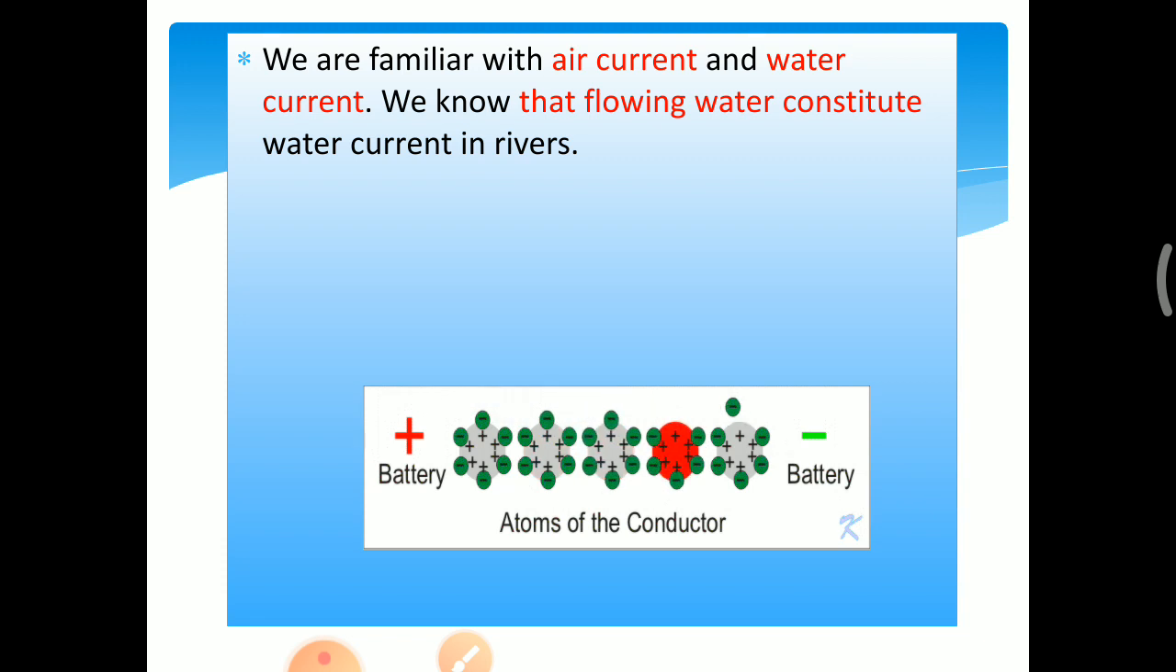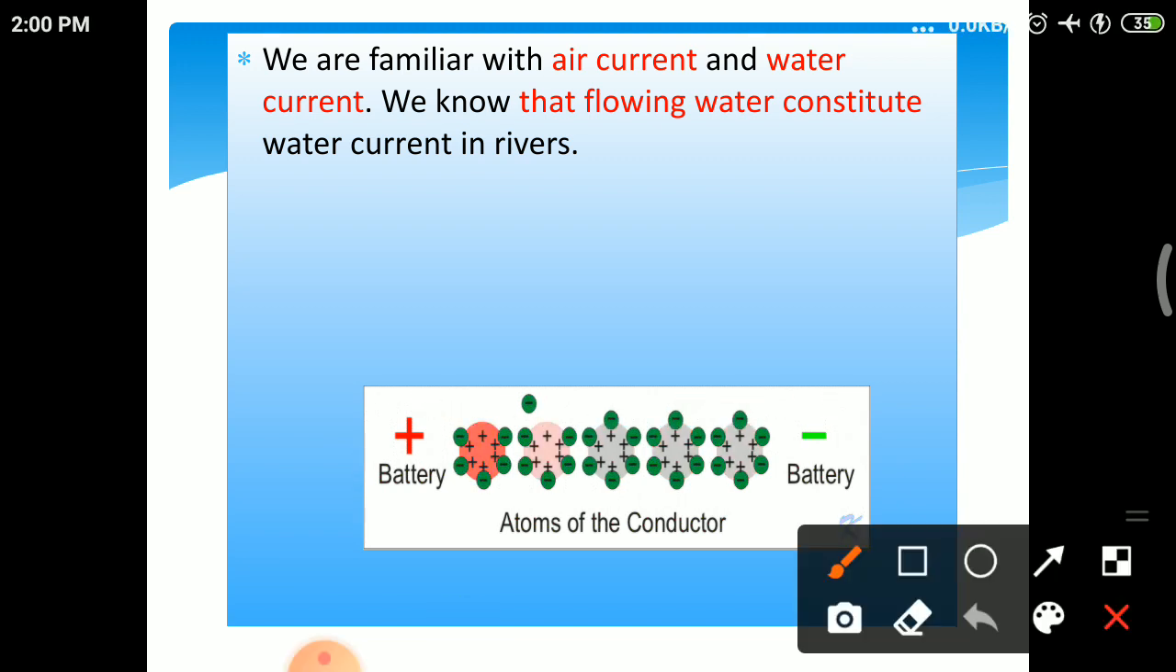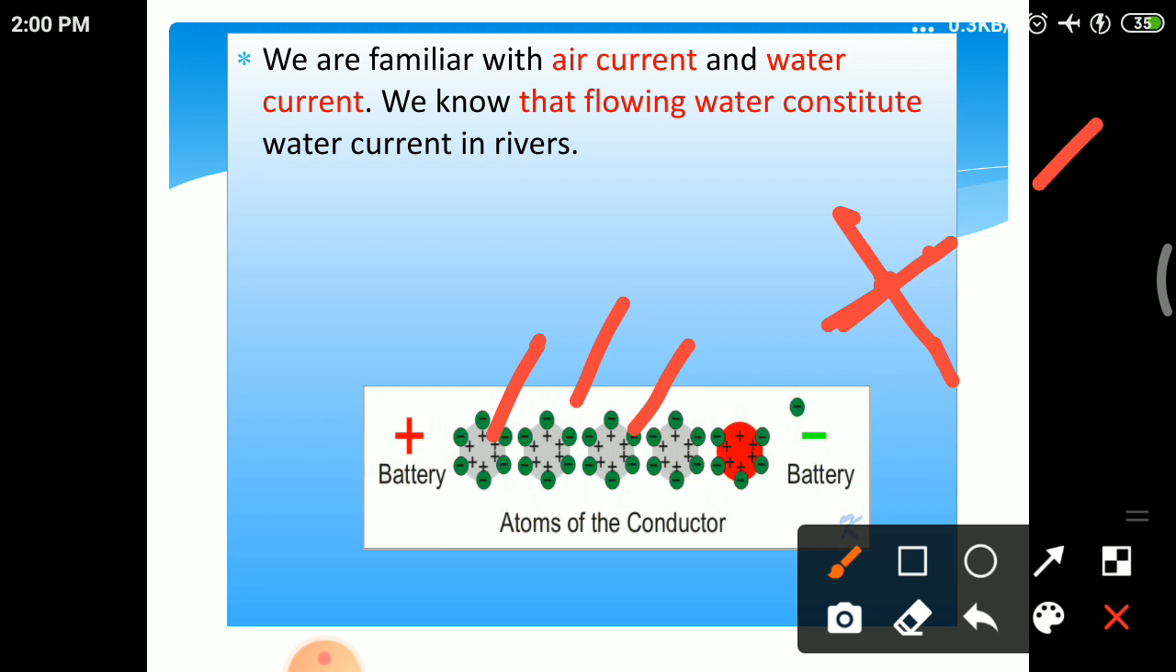Look at this image. This is a conductor. If you take a conductor, a large number of atoms are present. The atoms are represented here. This is an atom, and this is also an atom. Each atom consists of protons and also electrons. The plus symbol represents protons and the negative symbol represents electrons.